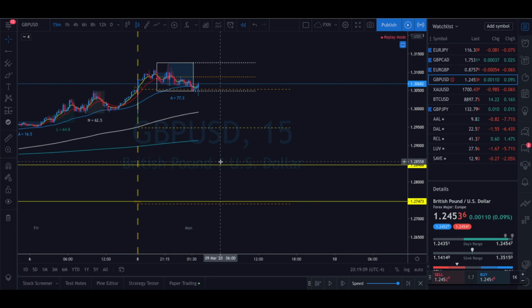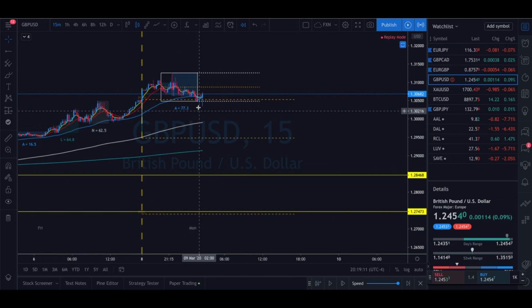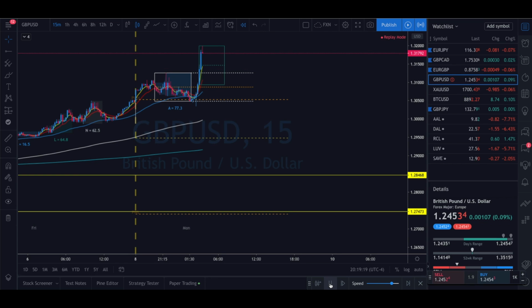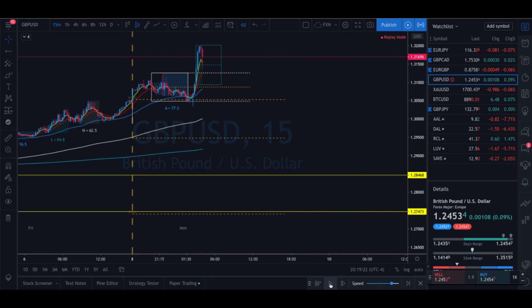So let's play this out. Right now, as you can see, there's a 77 pip Asian range, nothing really happening obviously. If we play this out, we're going to notice price rockets straight up. This is basically their false move, made right after Asia going into the London session. All right, so now they've made a false move.